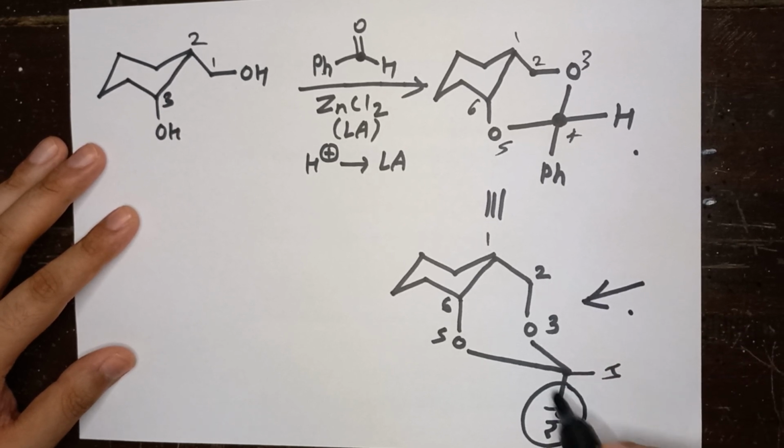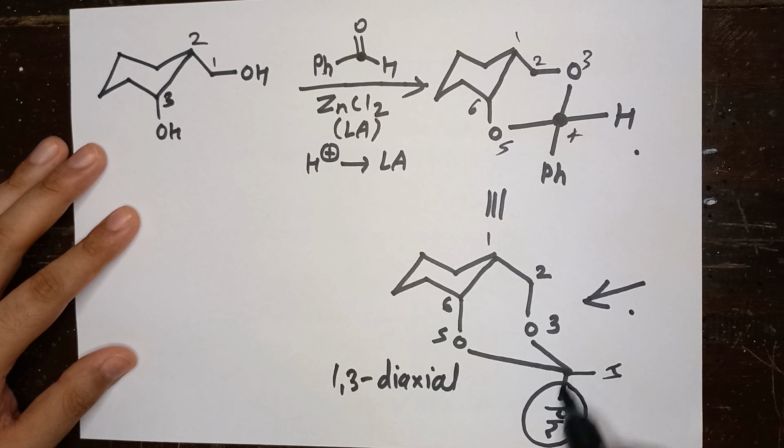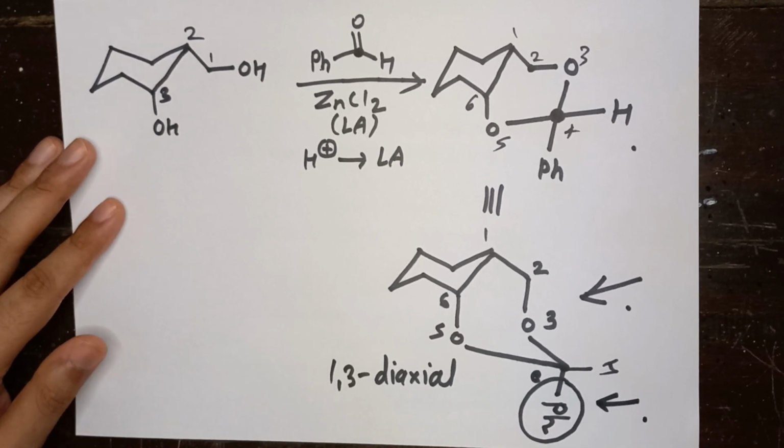So this is the main product. And why are we not keeping Ph at the axial position? Simply because of 1,3 diaxial hindrance reason. So you keep your Ph below the plane, that is at equatorial, and it will be a major product.